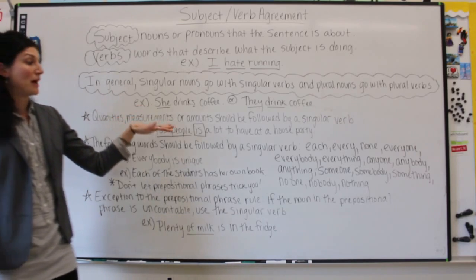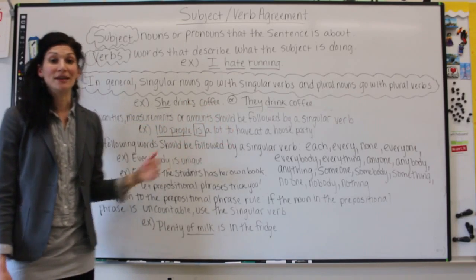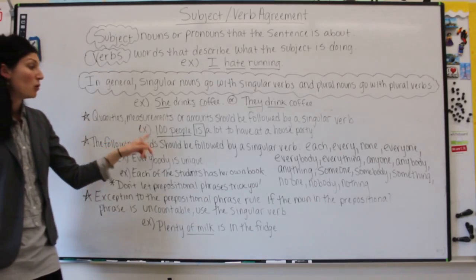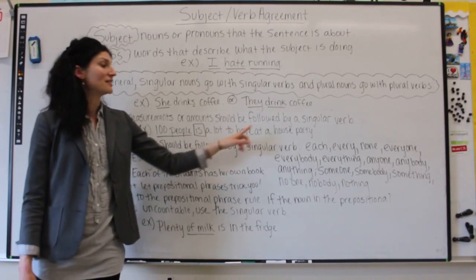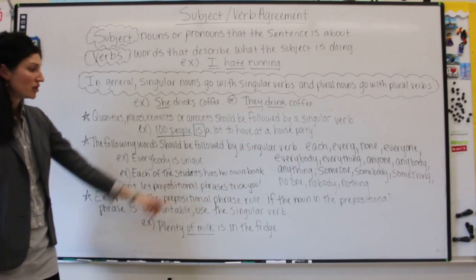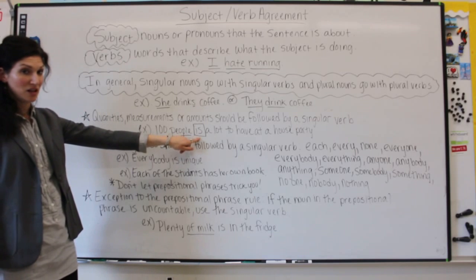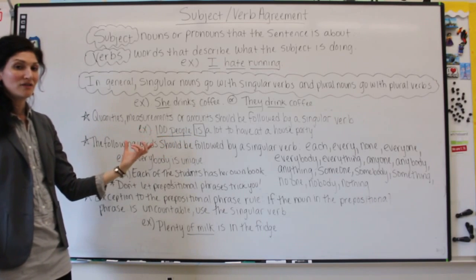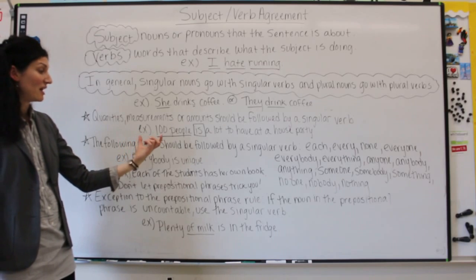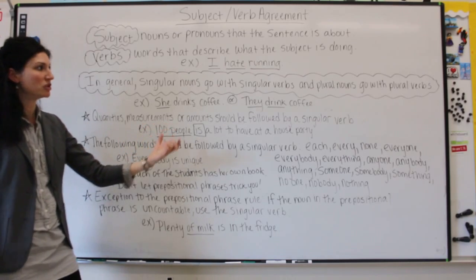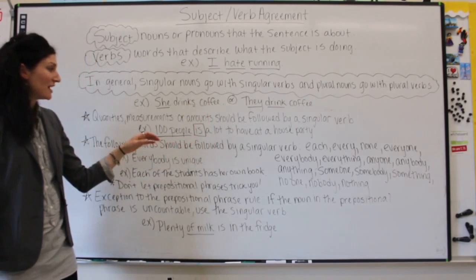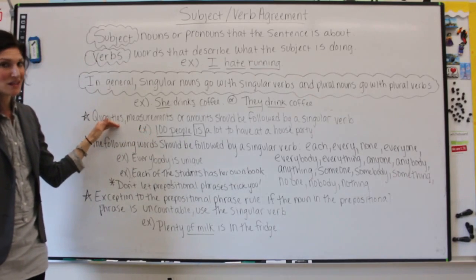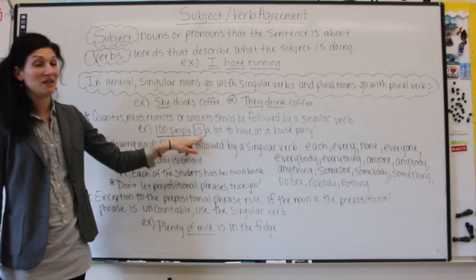Quantities, measurements, or amounts should always be followed by a singular verb. For example, "100 people is a lot to have at a house party." You'll notice that the verb is singular, but our subject is 100 people. Although a lot of times people might think that because it's 100 people, it should be a plural subject, because it's a quantity, it's actually followed by a singular verb.